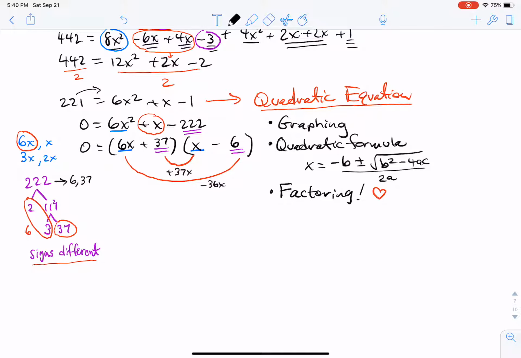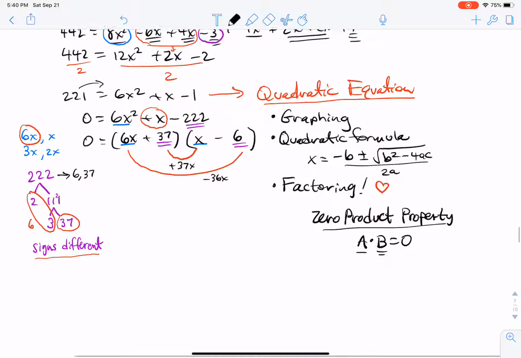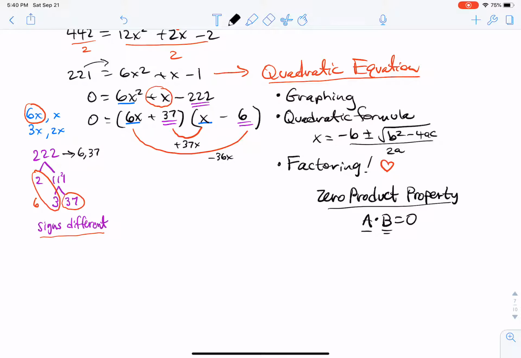Now we have to apply the zero product property, which goes like this. I've got two things that multiply together to give us 0, which means that maybe A, that first thing, is 0, or maybe B is 0, or it could be both of them. What that means for quadratics is that you're supposed to take both of these factors, like 6x plus 37, and set it equal to 0.